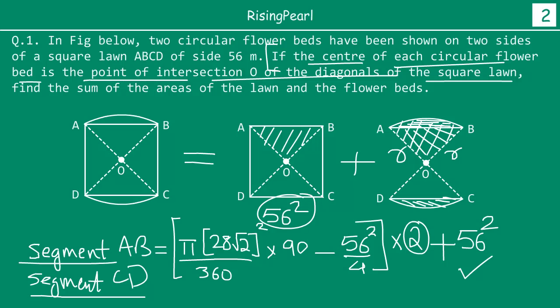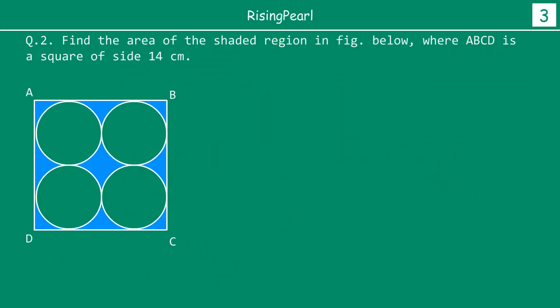Now let's take one more example. Here, question number 2: find the area of the shaded region in the figure below where ABCD is a square of side 14 centimeter. So what is given, friends, is we have a square ABCD and it looks like we have 4 circles inside it. We are asked to find the area of the region highlighted in blue color.